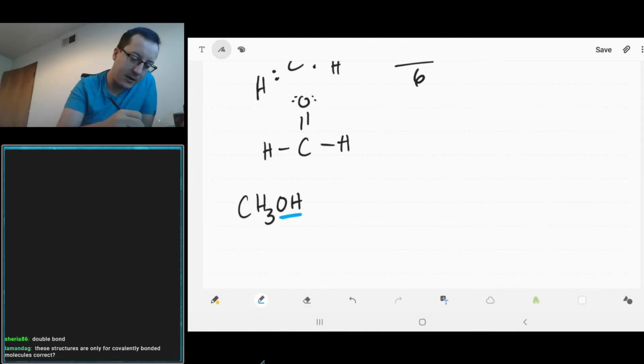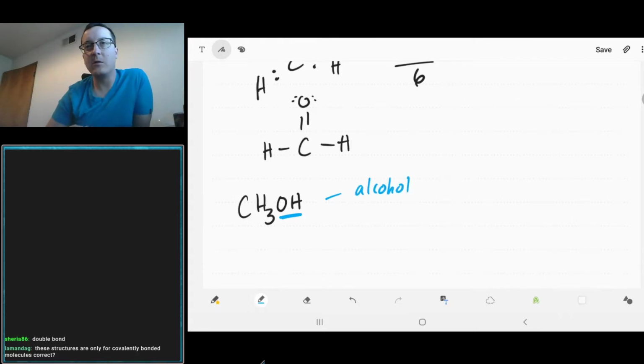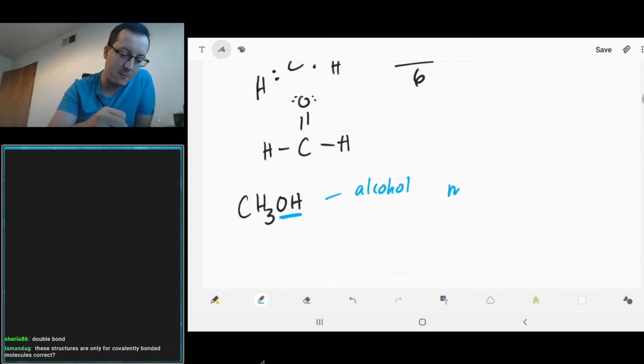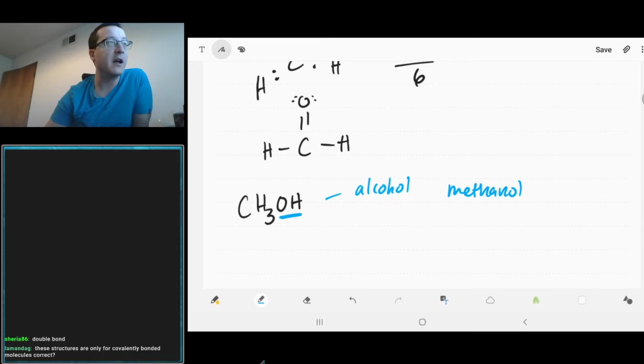Okay, an OH on a non-metal based compound is known as an alcohol. Just so we know, this particular one is called methanol or methyl alcohol. It's the one that you'll go blind from if you drink it. The drinking alcohol is ethyl alcohol. It's got another carbon on it.